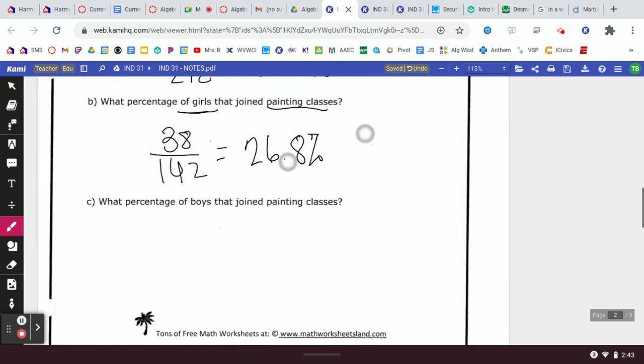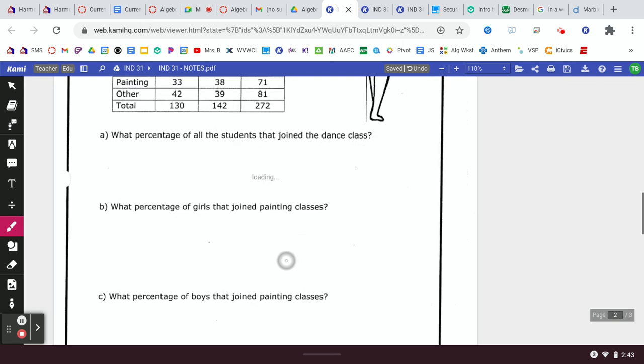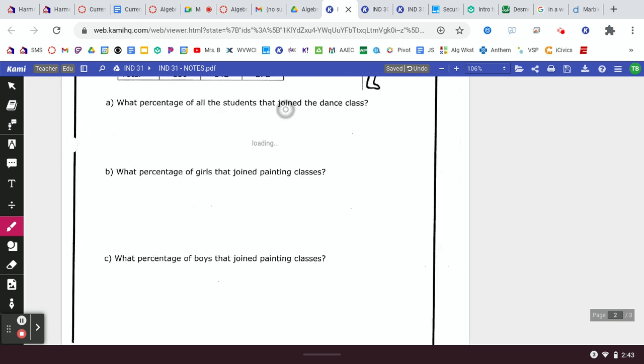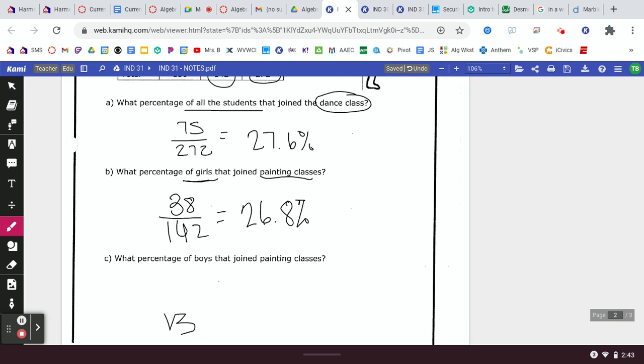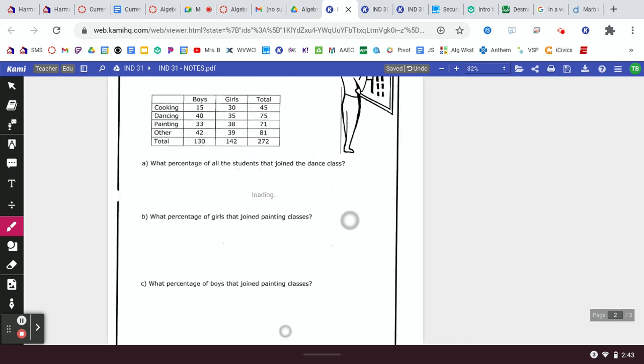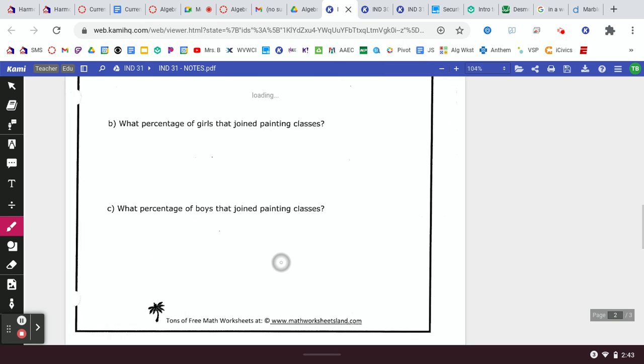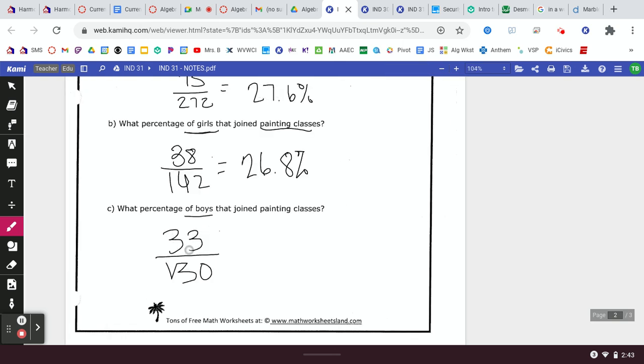All right, the last one is what percentage of boys? So my of boys, well, how many? I got 130 boys. So of boys, my of is my 130. Joined painting class. Boys in painting was 33. So when I divide 33 in my calculator by 130, I get what? 25.4%. All right.